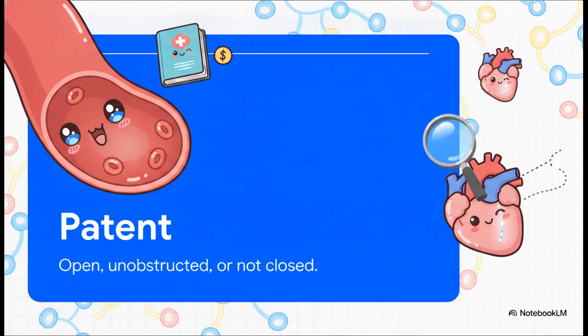Next up is the word patent. And no, not the legal kind. In this context, it simply means open, unobstructed, or not closed. Now you might be wondering, why does a simple word like this really matter? Because physician documentation frequently uses these exact words to describe the status of a vessel, the procedural findings, and patient outcomes. And those specific details directly influence which CPT codes and modifiers are appropriate to use on your claim.